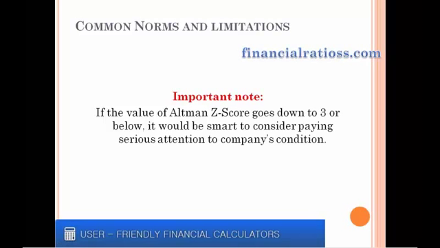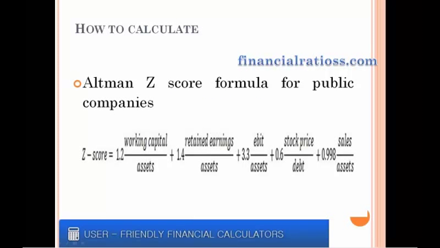Now, how do we calculate the Altman Z-score for public companies? Data that is needed to calculate this ratio is collected from the balance sheet, the income statement, the stock market bulletin, or the cash flow statement. In order to calculate this ratio, you have to first divide the working capital by assets and multiply it by 1.2, then add the retained earnings divided by assets and multiplied by 1.4, then add the EBIT divided by assets and multiplied by 3.3, then add the stock price divided by debt and multiplied by 0.6, and lastly add sales divided by assets and multiplied by 0.998.